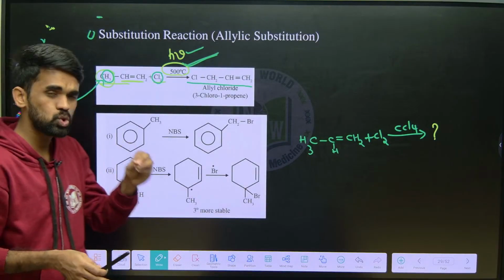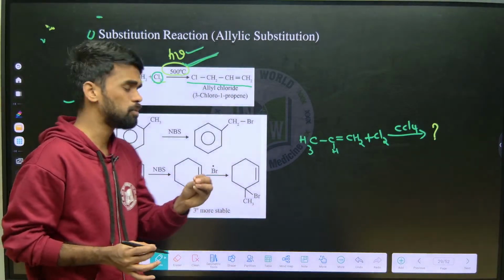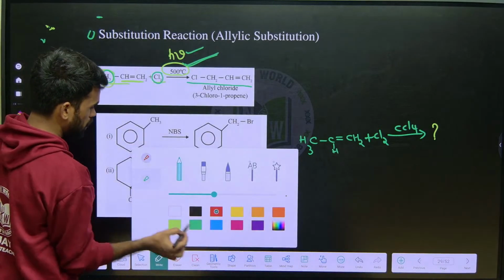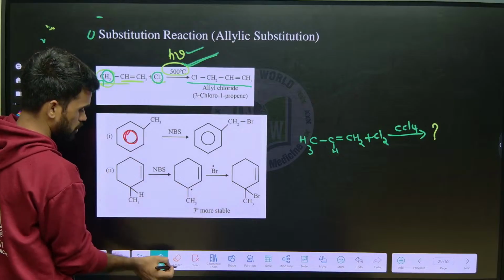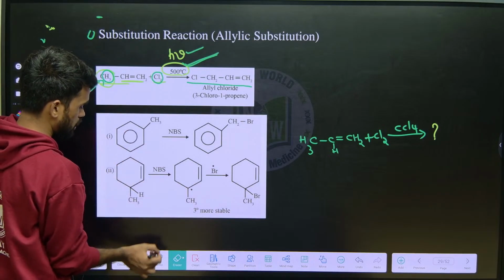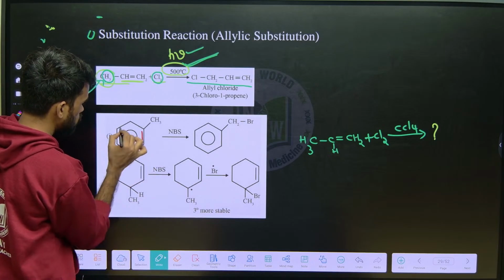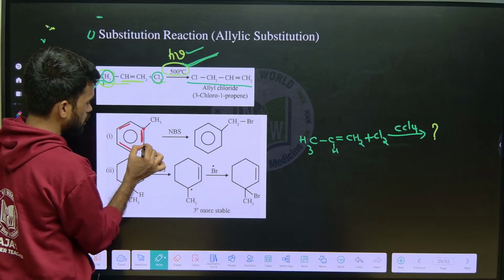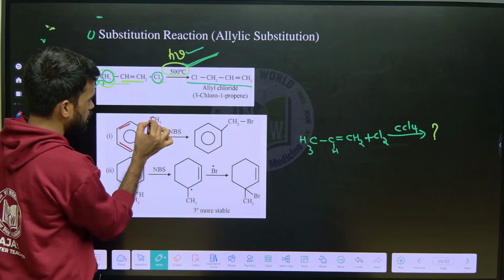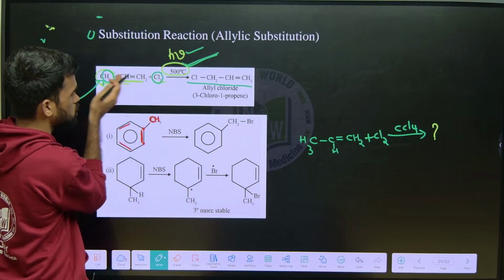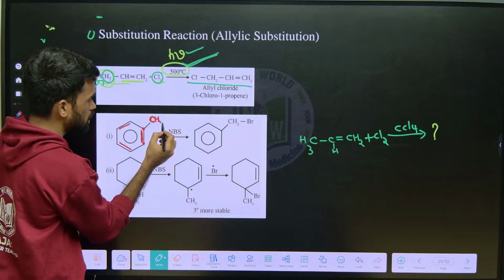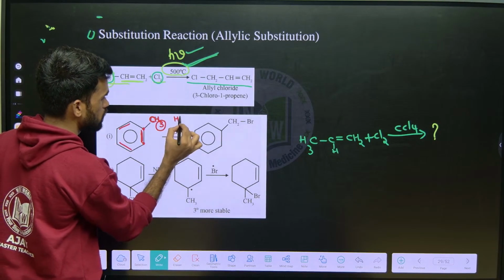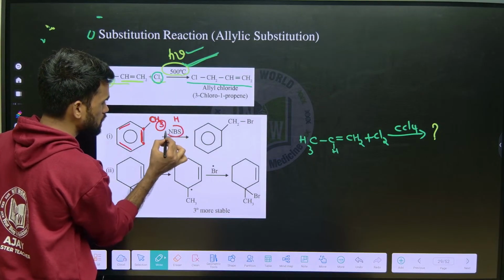Okay, same story is applicable when you have a benzene ring. Benzene ring is nothing but these pi electrons, and here you can write 1, 2, 3 like this. The carbon adjacent to this double bond is this one, similar to what we discussed. So now here 3 hydrogens are there. From these 3 hydrogens, one hydrogen will be substituted by NBS.